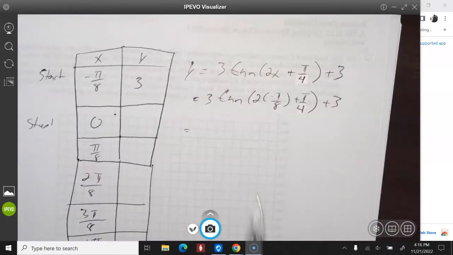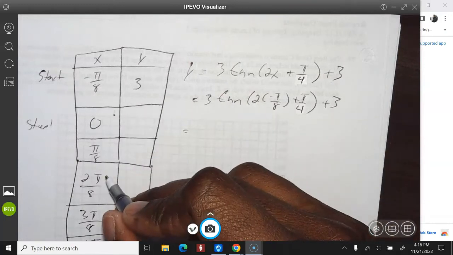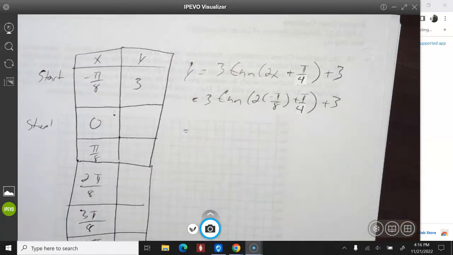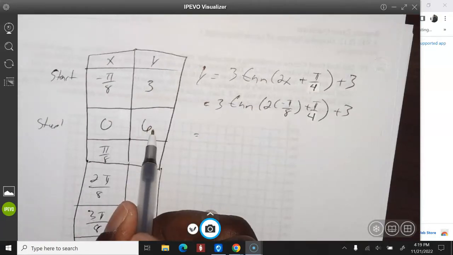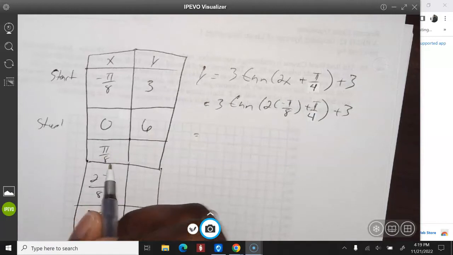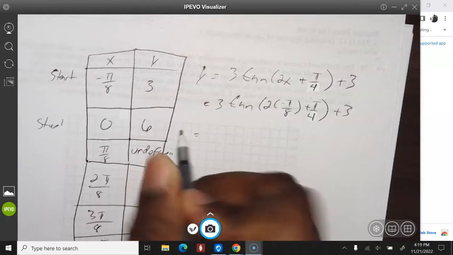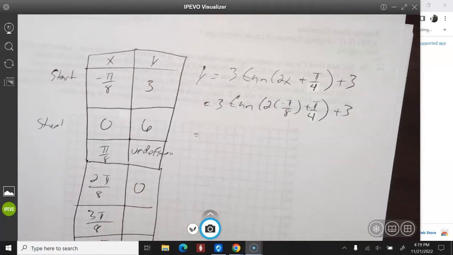All right, so I'm going to do the same thing. I'm going to plug in 0, pi over 8, and 2 pi over 8, all into this equation where the X was. I'm going to write my outputs here. When I plugged in 0, I got an output of 6. When I plugged in pi over 8, I got an output of undefined, so it doesn't exist there. When I plugged in 2 pi over 8, I got an output of 0. If I plug in 3 pi over 8, I got an output of 3.